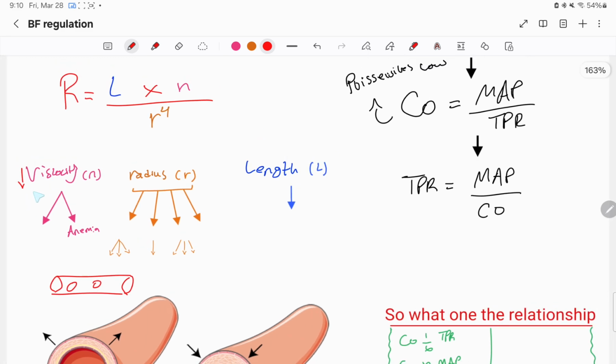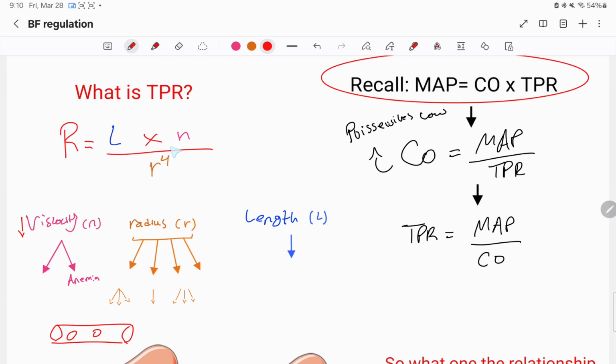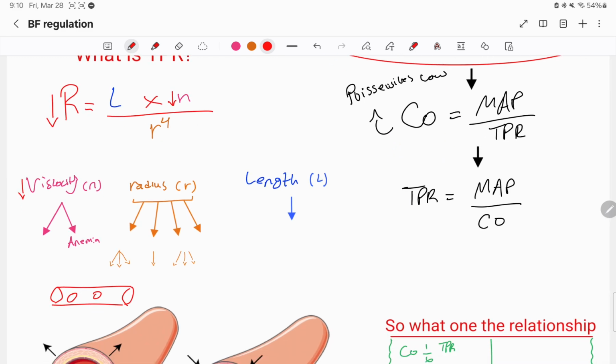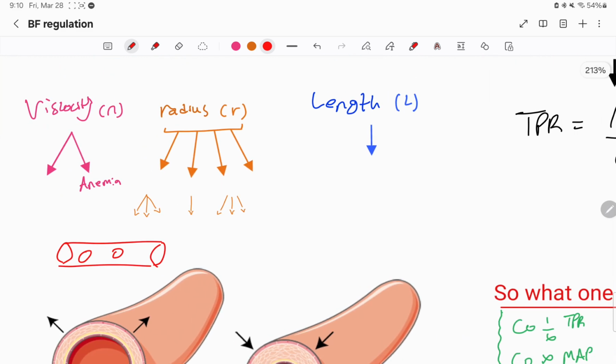And if the viscosity goes down, what do you think is going to happen to the total peripheral resistance? Well, let's look at this equation. This guy is in the numerator, and if this goes down, then this is a direct relationship, so the resistance goes down. So you can see that if your blood is less viscous for many reasons, one being, for example, anemia, then you can have a lower total peripheral resistance. And if you have a low total peripheral resistance, we know that can have effects on your cardiac output, or your blood flow.